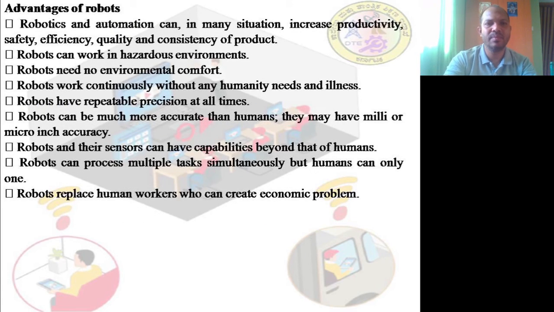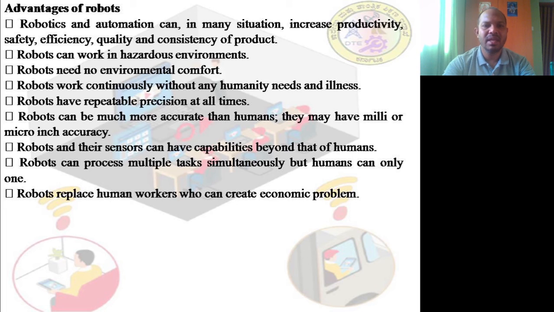Advantages of robots. Robotics and automation can, in many situations, increase the productivity, safety, efficiency, quality, and consistency of product. Robots can work in hazardous environments. Robots need no environmental comforts. Robots work continuously without any human needs or illness. Obviously, robots can be repeatedly precise at all times.